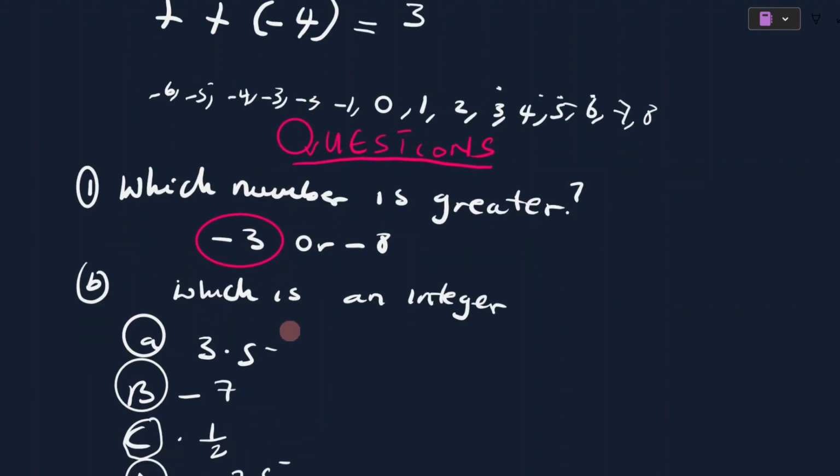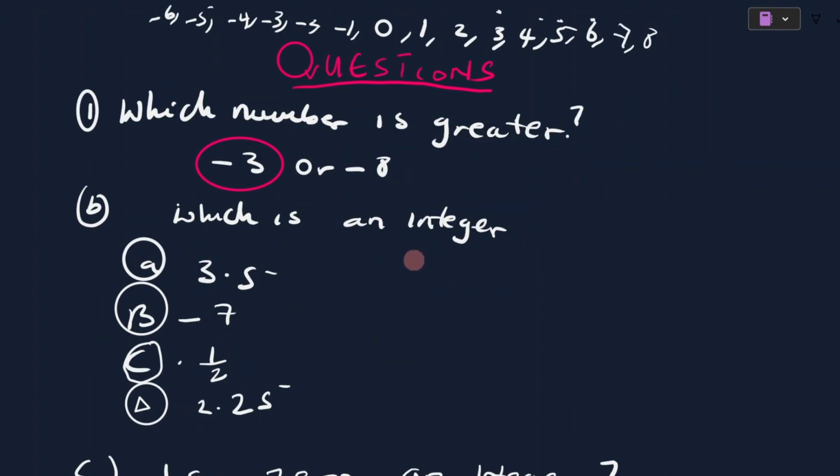The number 2 question says, which is an integer? Is 3.5 an integer? Remember, decimals are not integers. Negative 7, is it an integer? Let's check out that first. 1 over 2 is a fraction. Is it an integer? No. Remember, fractions are not integers. Is 3.5 an integer? No, because it's a decimal number. Therefore, the only integer that we have here is negative 7.